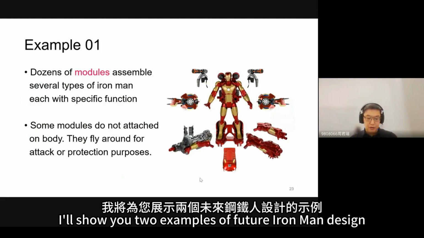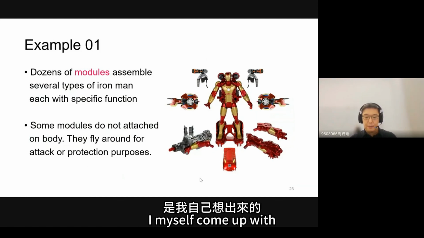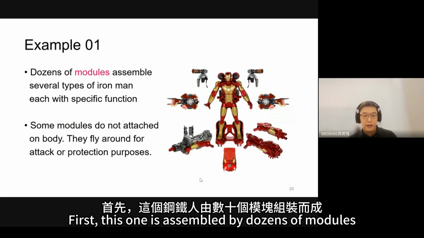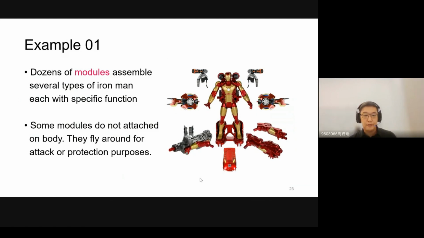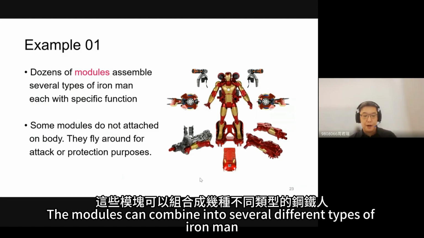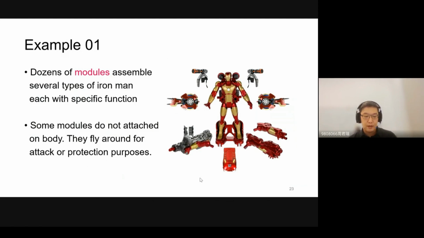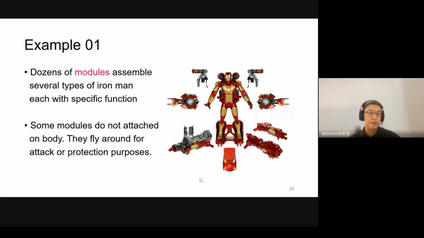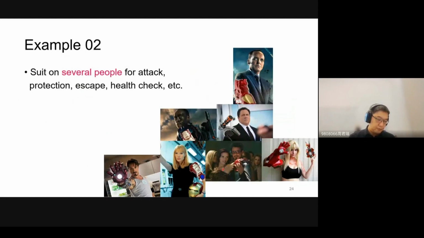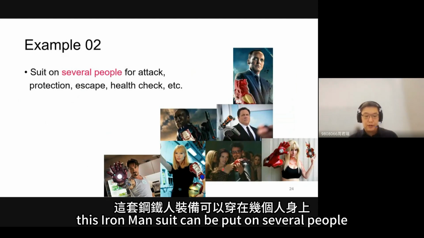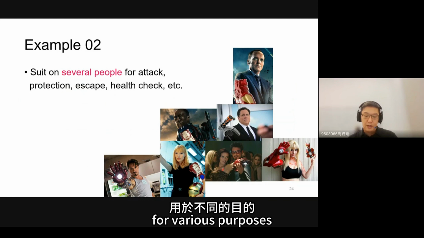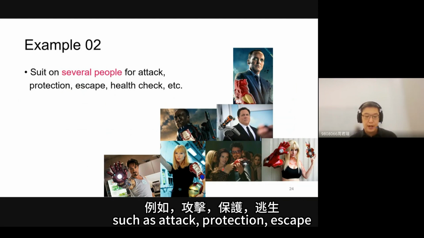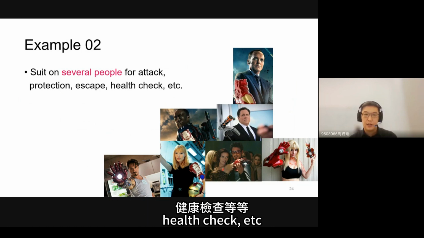I show you two examples of future Iron Man design I myself come up with. First, this one is assembled by dozens of modules. The modules can combine into several different types of Iron Man, each with specific function. Some modules do not attach on body. They fly around for attack or protection purposes. Second, this Iron Man suit can be put on several people for various purposes, such as attack, protection, escape, health check, etc.